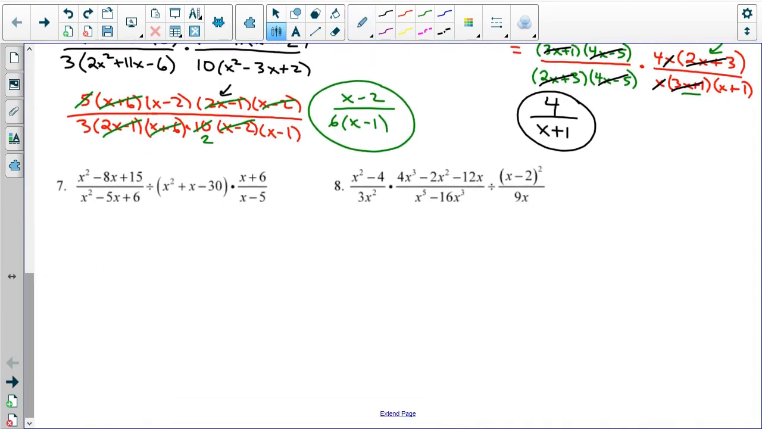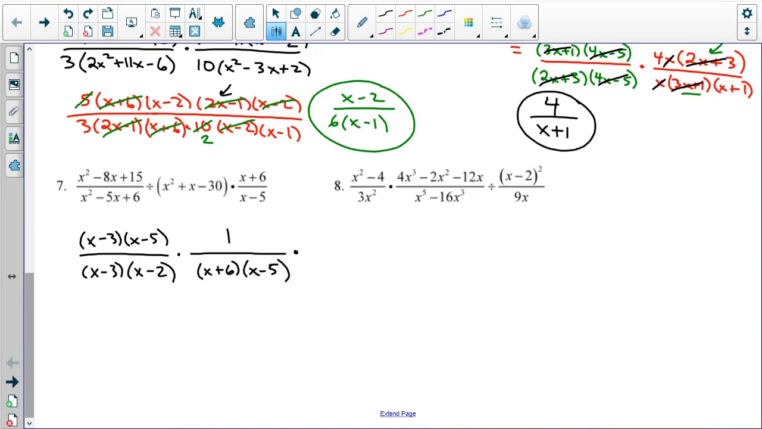Number 7 and 8 have multiple parts, so I will factor things as I go along. X minus 3 times x minus 5 in the numerator, x minus 3 times x minus 2 in the denominator. Remember, division means it becomes multiplied by the reciprocal, so I'm going to multiply by the reciprocal, and I'm also going to factor x squared plus x minus 30 at the same time. So that is x plus 6 times x minus 5.